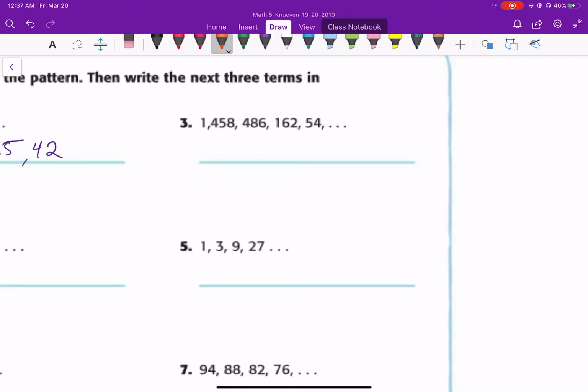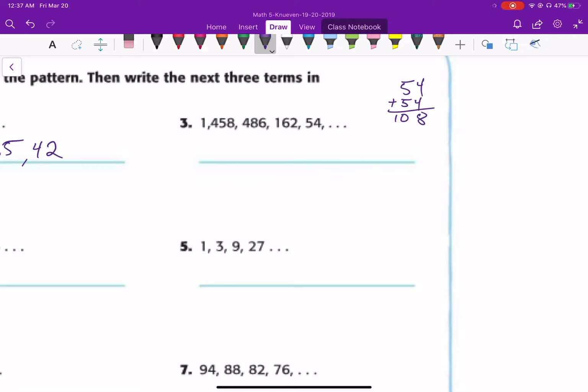So we need to identify, well, 1,458. How does that compare to 486? And then how does that compare to 162? And then 54. That's not an even, I can just add 54. If I were to try to say that, 54 plus 54, well, 4 and 4 is 8, 5 and 5 is 10. Well, that doesn't work. I'm not adding 54 to each thing, so I'm not doubling it.